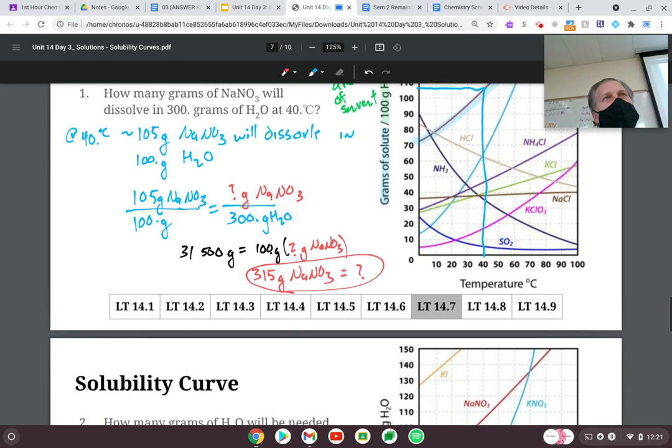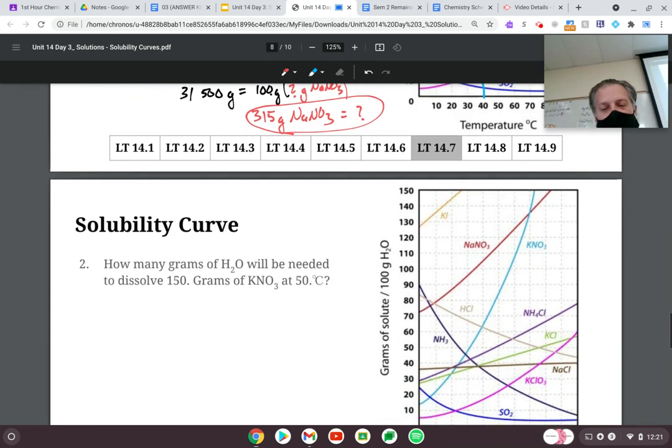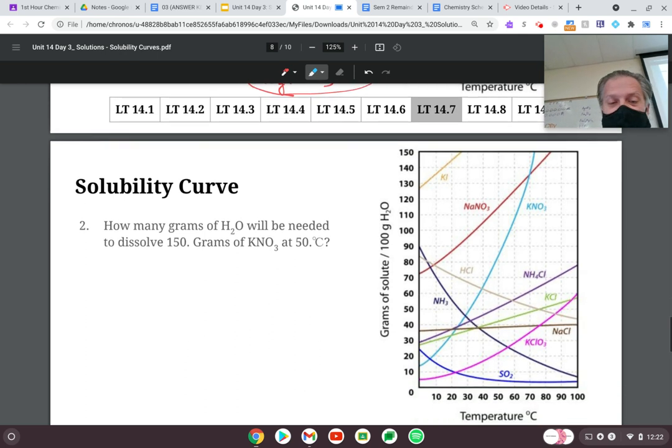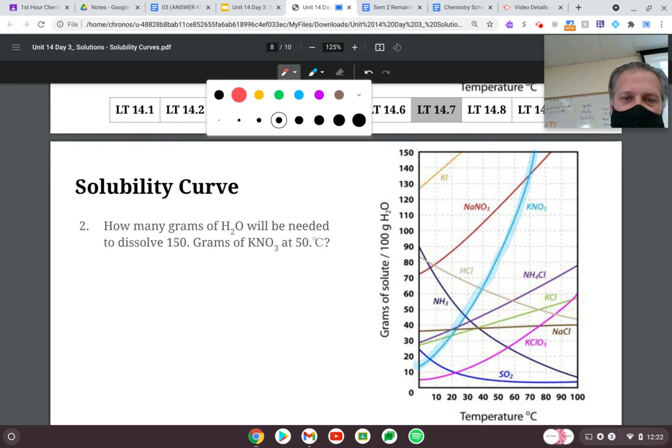All right, we got another problem, another sample, another situation. Here we're looking at a different line, and this says, how many grams of water will be needed to dissolve 150 grams of potassium nitrate at 50 degrees Celsius. So again, I'm going to highlight the line I need to focus on. I'm looking for potassium nitrate, which happens to be this line right here. Then I'm going to draw a line up and over to figure out what I know at 50 degrees Celsius.